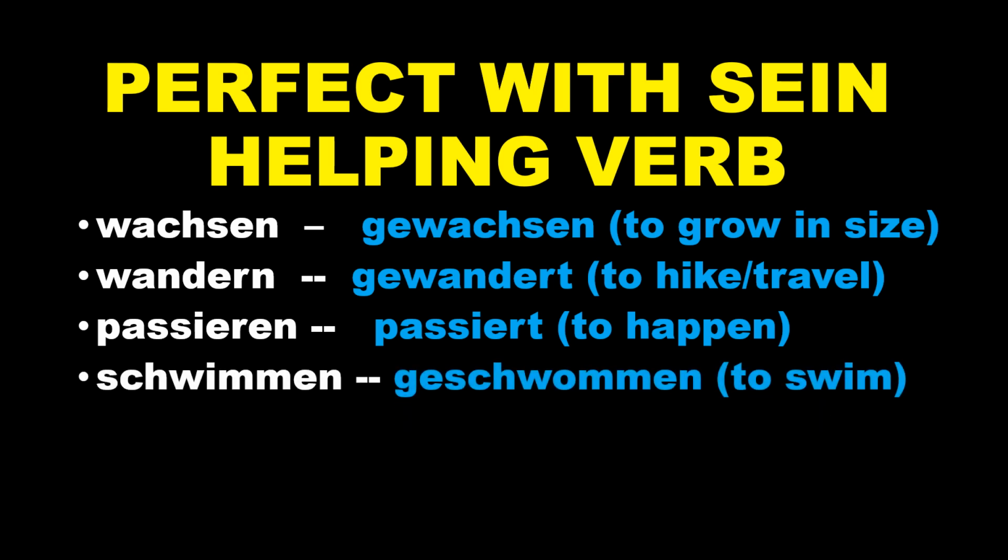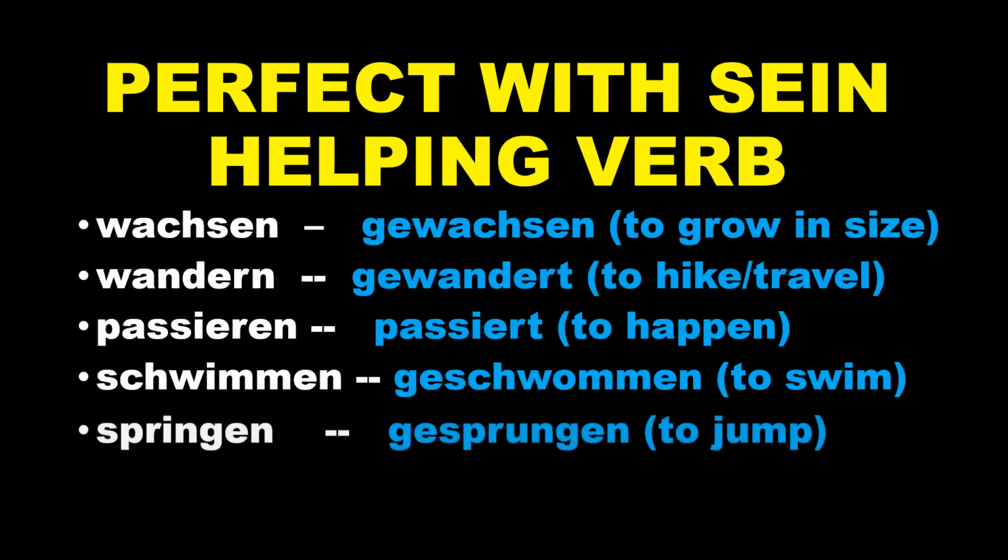Schwimmen, geschwommen, to swim. You can see here everywhere there is certain movement, except in passieren. Passieren, something is happening, so definitely the condition or the position will change. That is why passieren, passiert. Schwimmen, geschwommen. Next verb is springen. Springen, to jump. The participle form will be gesprungen.